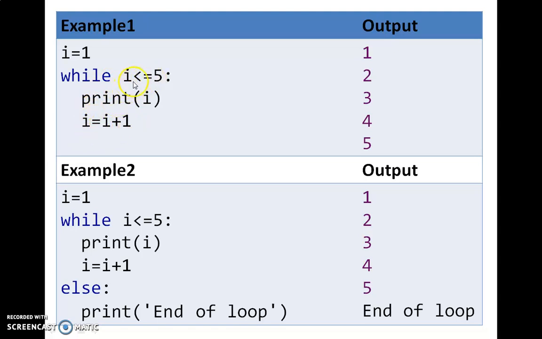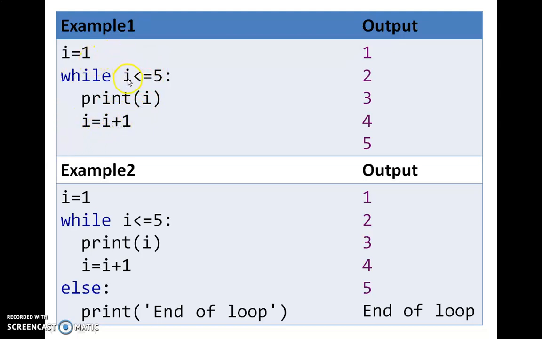Whenever the condition is true, the statement block is executed. Loop means a set of statements are executed again and again as long as the condition is true. Here i is equal to 1. In the first iteration, 1 is less than or equal to 5, which is true. So 1 is printed, i becomes 2. Control once again goes back to the beginning of the loop to test the condition. 2 is less than or equal to 5, which is true. So 2 is printed, i becomes 3.